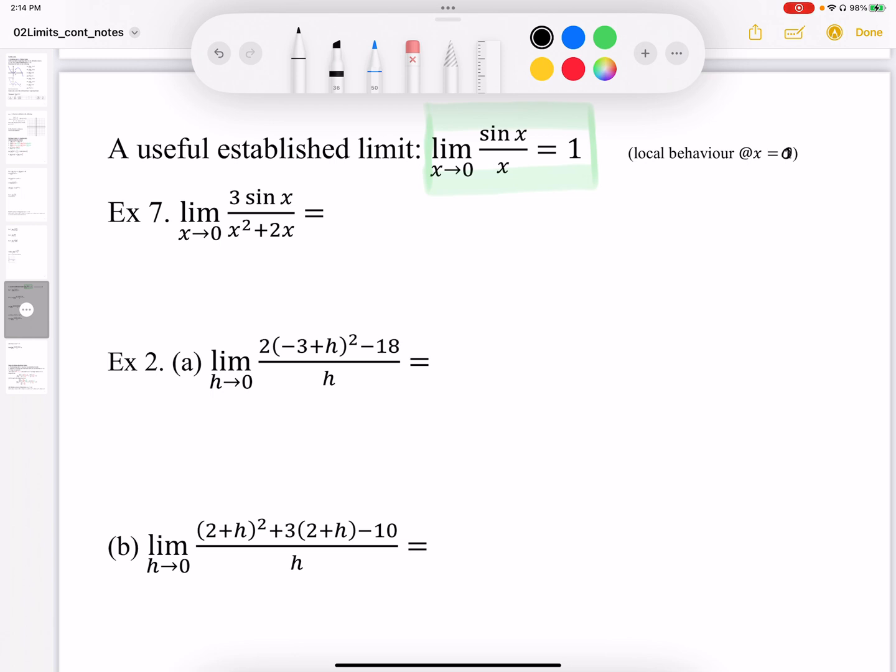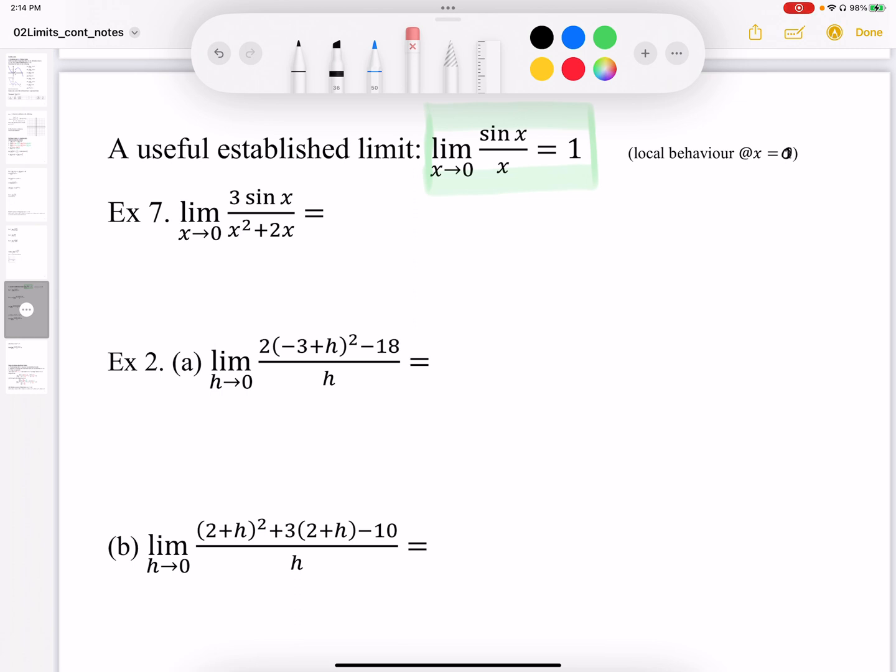So we have the limit as x goes to 0 of 3 sine x over x squared plus 2x. What we want to do is, we can't really cancel things out here. We can plug it in. If we substitute in, we get 3 times sine 0, which is 0. And on the bottom, we get 0 squared plus 2 times 0, and that's 0 over 0. And we know that 0 over 0 can be anything. We need to get rid of that divide by 0. And we're going to do this by teasing out a sine x over x.